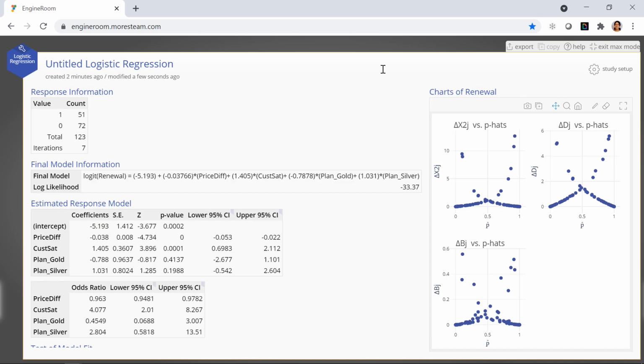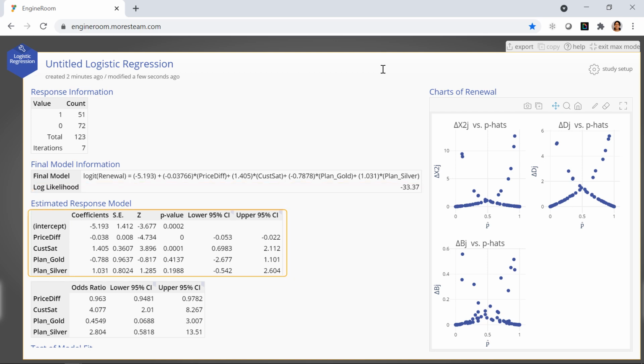Let's examine the model output. The response information shows that there were 51 renewals and 72 non-renewals for a total of 123 customers. The final model information shows the model equation and its log likelihood value, which can be used to compare different models. The larger the likelihood, the better the model.